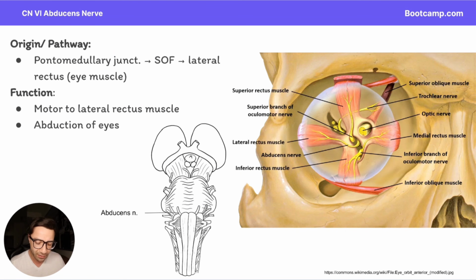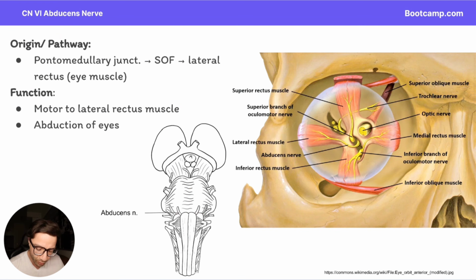So this abducens nerve right here, this is going to arise from a region known as the pontomedullary junction. And the pontomedullary junction gets its name because it's the junction between the pons and the medulla right here.